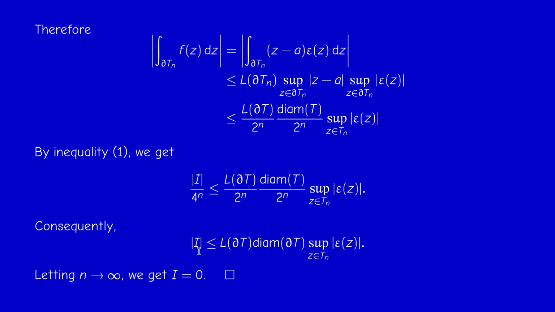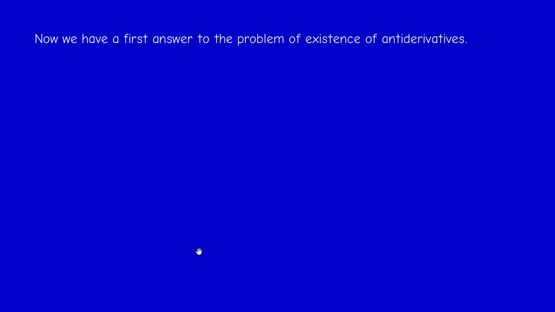So this concludes the proof of Goursat-Cauchy first form or version 1. Before we go to form 2 or version 2, we just have to draw two conclusions of this theorem.